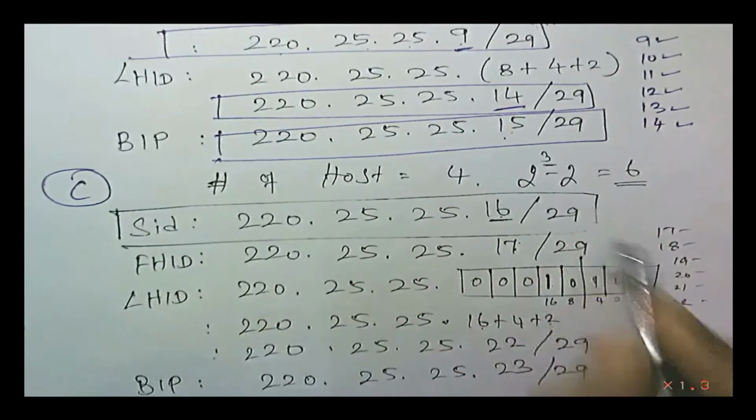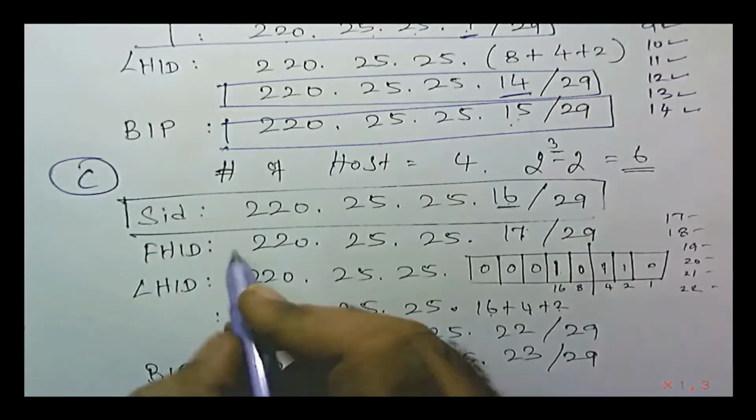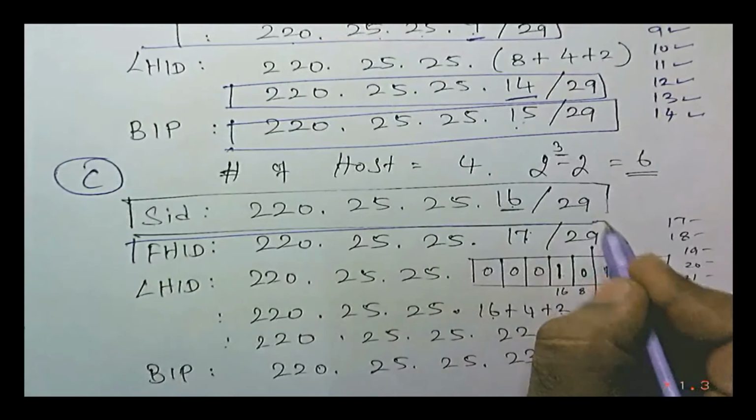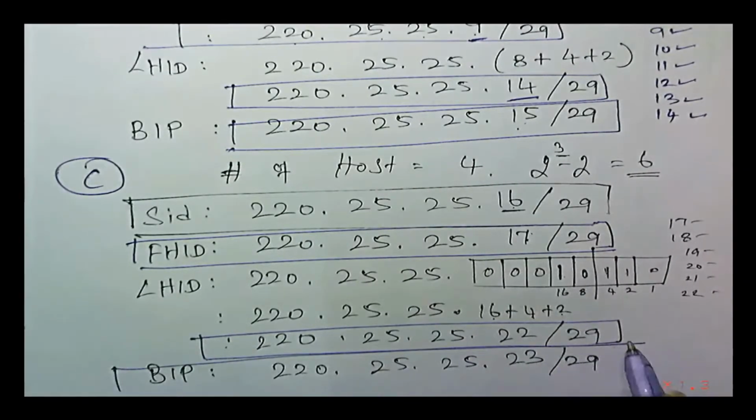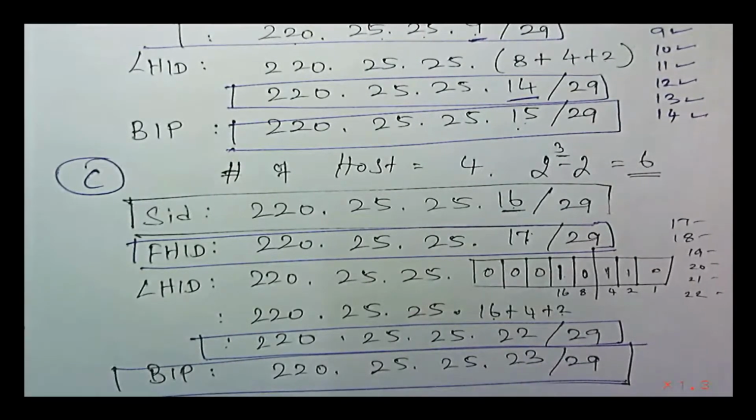Okay, so this is your subnet ID. So this is your first host ID. The first host ID is 17. So the last host ID is 22. Then your broadcast IP address is this. So this is going to be your broadcast IP address.